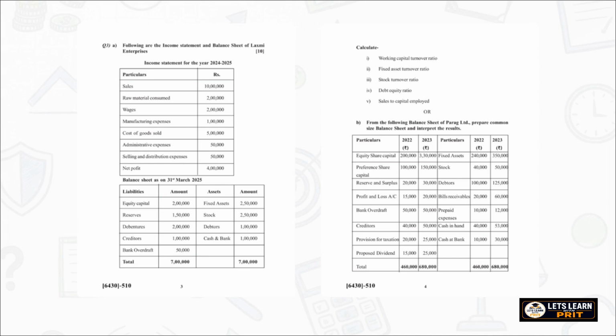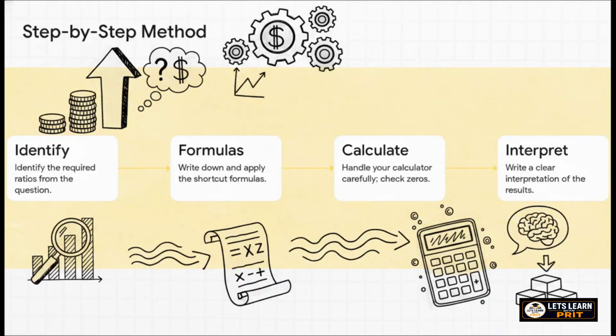But listen, every single number you see here is literally just a puzzle piece waiting to be plugged into a very simple formula. So here is your foolproof step-by-step solution method. Step 1, identify exactly which ratios they're asking for. Step 2, write down the formula for each one.